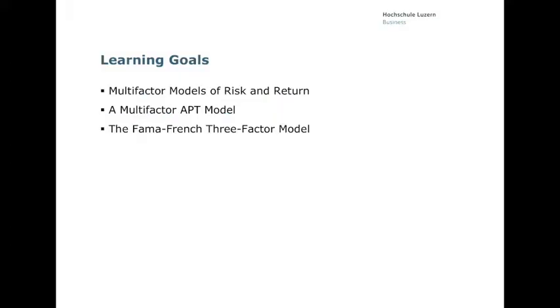The learning goals for session 1.3 are: you should be able to apply the concept of multi-factor models of risk and return. You know the concept of the multi-factor arbitrage pricing theory model, and students should be able to explain and use the Fama-French 3-factor model.